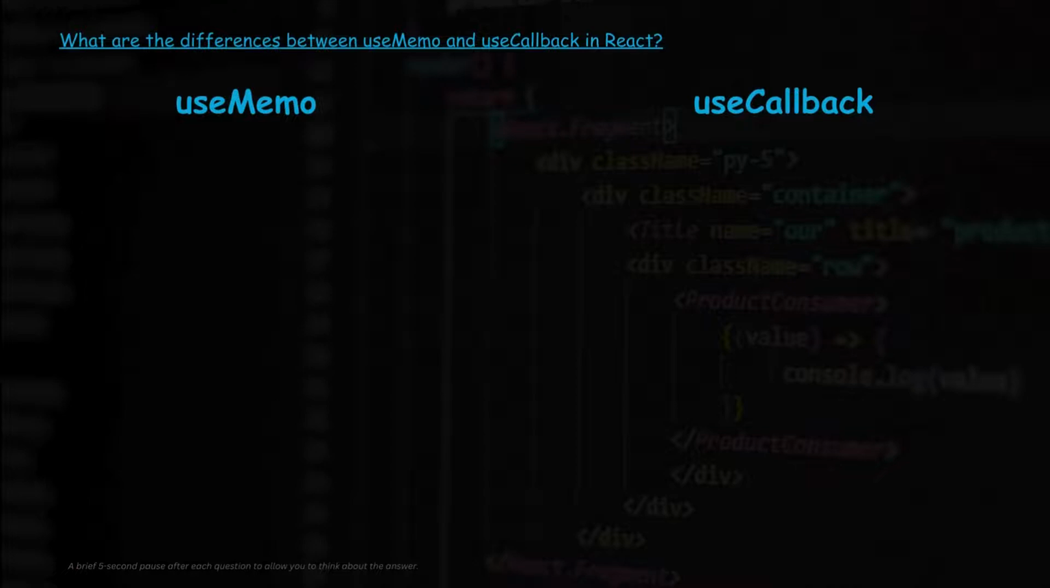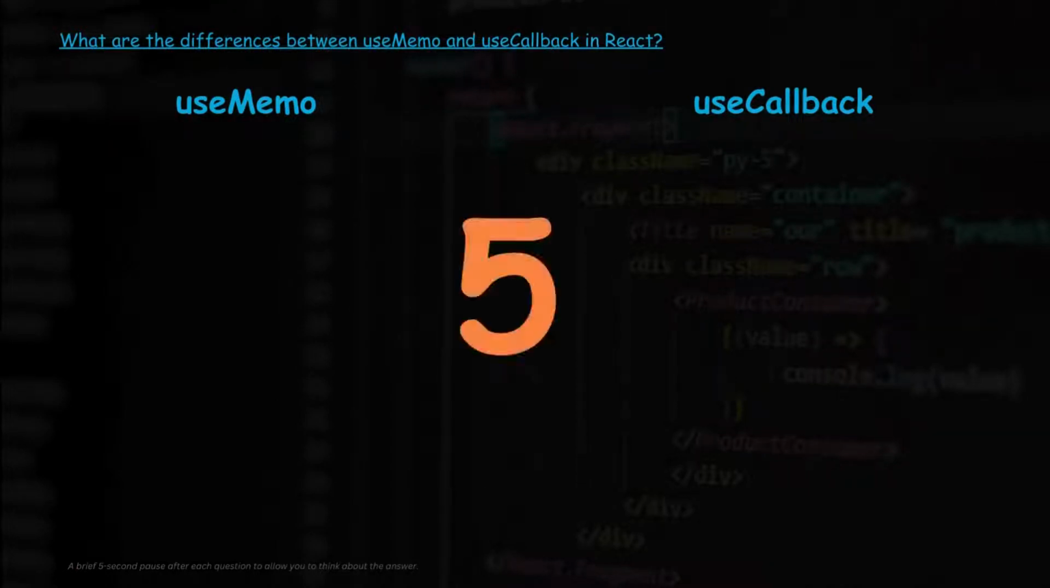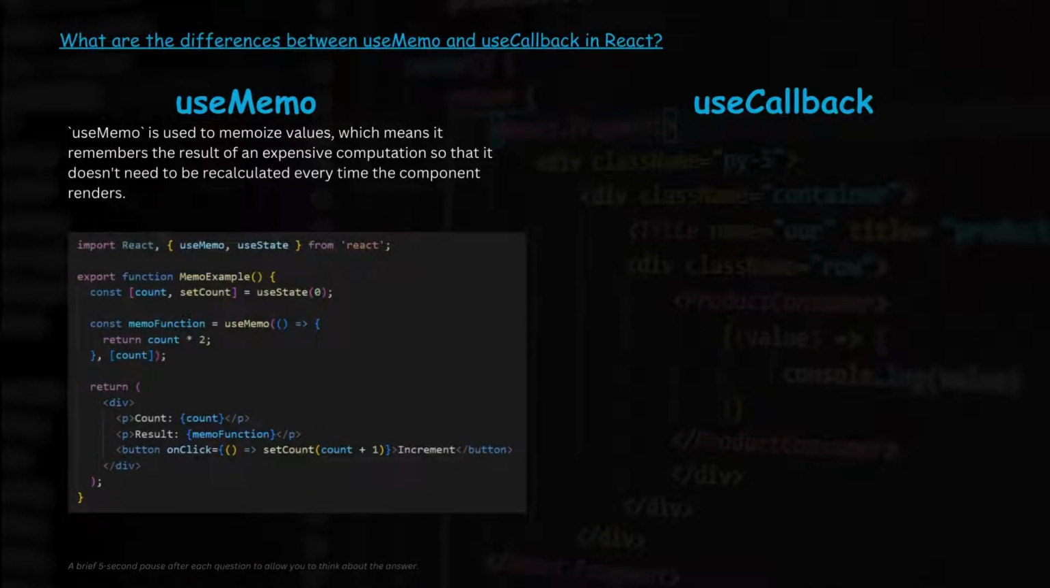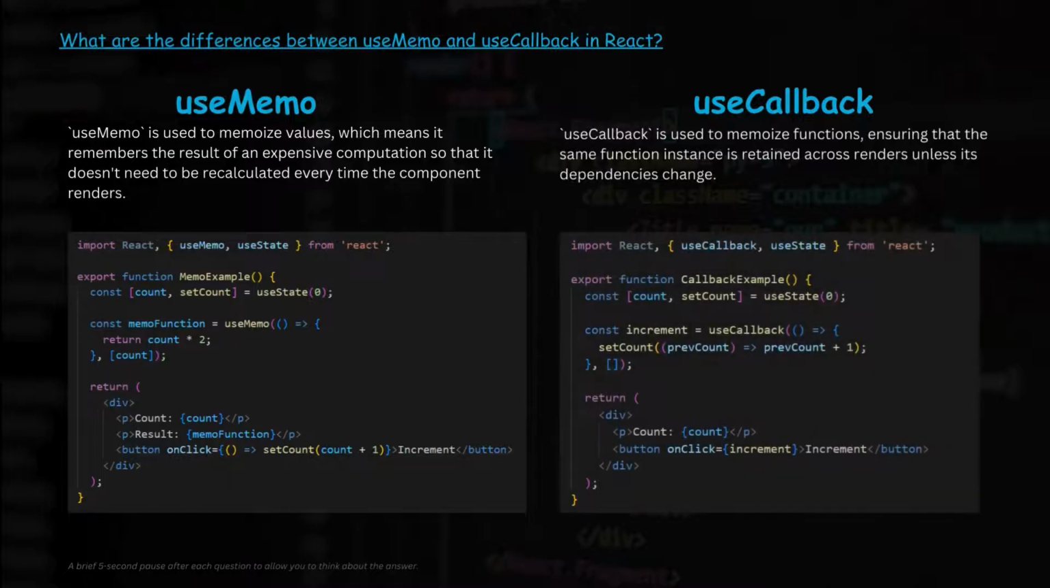Question 6. What are the differences between useMemo and useCallback in React? useMemo is used to memoize values, which means it remembers the result of an expensive computation so that it doesn't need to be recalculated every time the component renders. While useCallback is used to memoize functions, ensuring that the same function instance is retained across renders unless its dependencies change.